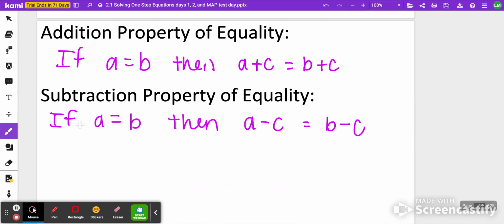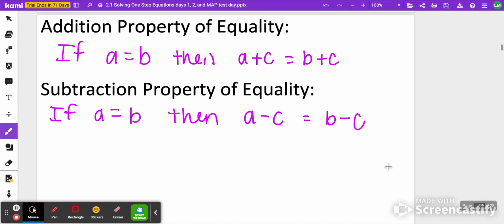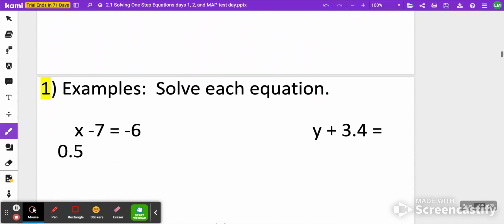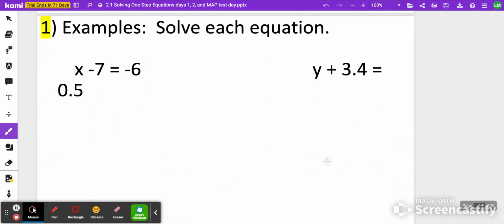The same thing would be true for the subtraction property of equality. If A is equal to B, then A minus C would still be equal to B minus C. So we're going to use both of those properties in the following examples. Some of these lost their formatting, so we'll edit those as we go.